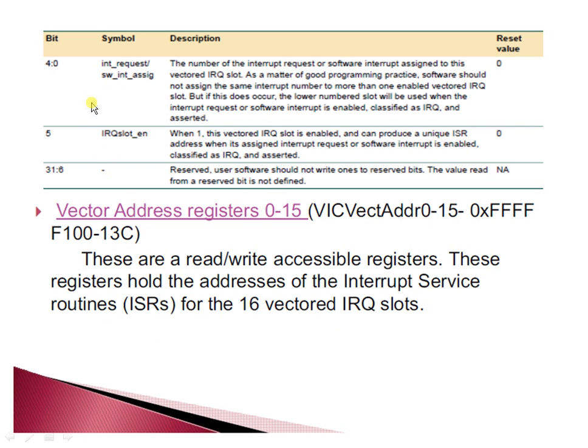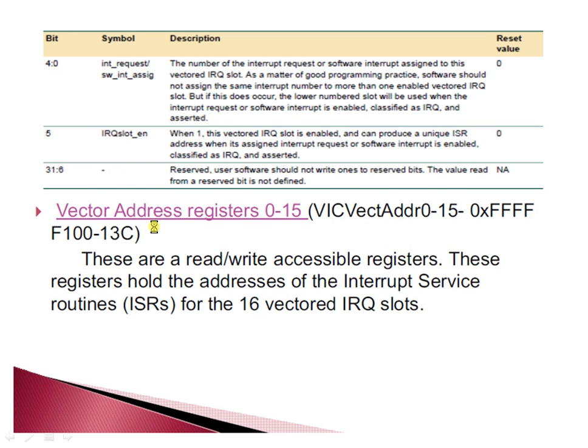Now if you can see here, out of these 32 bits we are using only 6 bits. Out of these 6 bits, the first 5 bits are going to represent the type number of the interrupt, and the next bit is for enabling the slot. So let us see.